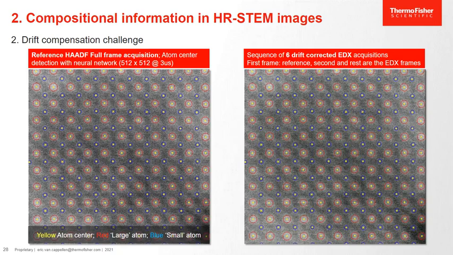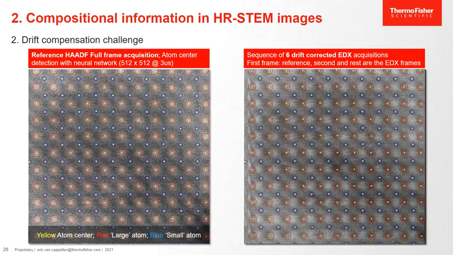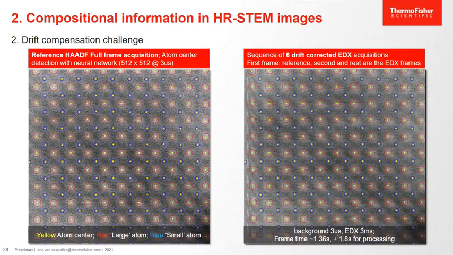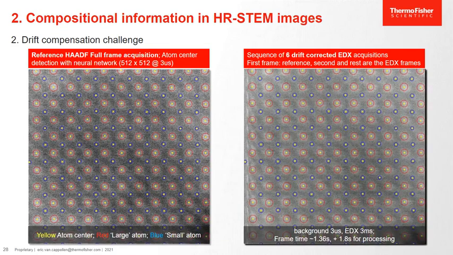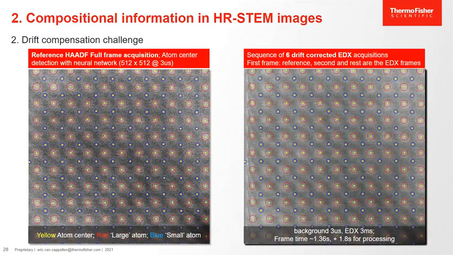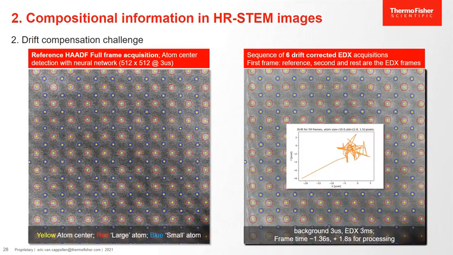On the right-hand side, we see the exact same image. The second one here is an EDX acquisition. So in between the atoms, fast HADF, on the atoms, EDX. So now the whole frame only takes about 1.36 seconds. And with the next scan, I can then measure drift and so on. So all of these frames are 1.36 seconds in length. And through cross correlation, I can then figure out what the drift was.